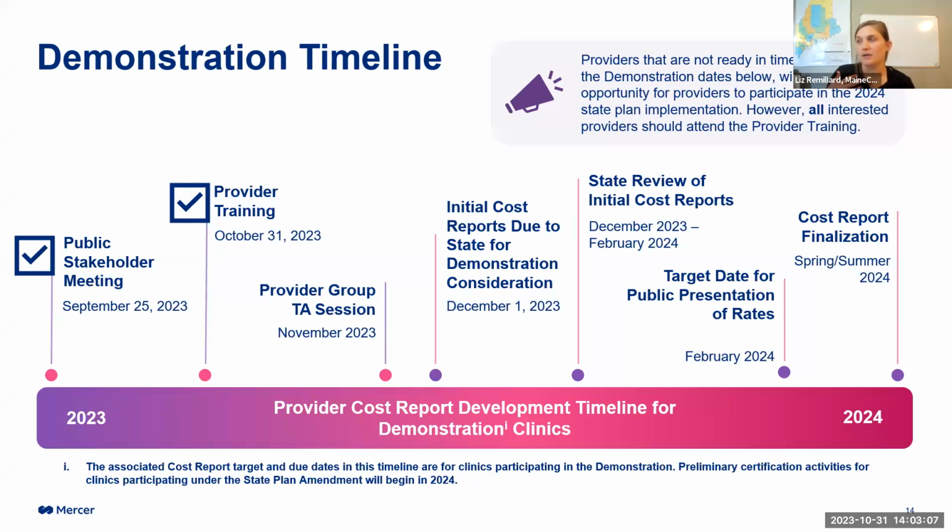We will have a review of those cost reports through conversations with the providers and internal conversations, requesting more information throughout December, January, and February. Then we'll be sharing draft rates in February for the selected providers who are going to participate in the demonstration with us, and then working on finalizing those cost reports in the spring after we do our demonstration application. All of this is about our demonstration pursuits right now.